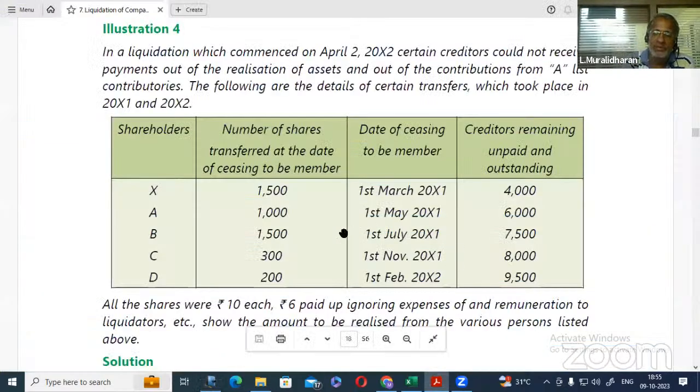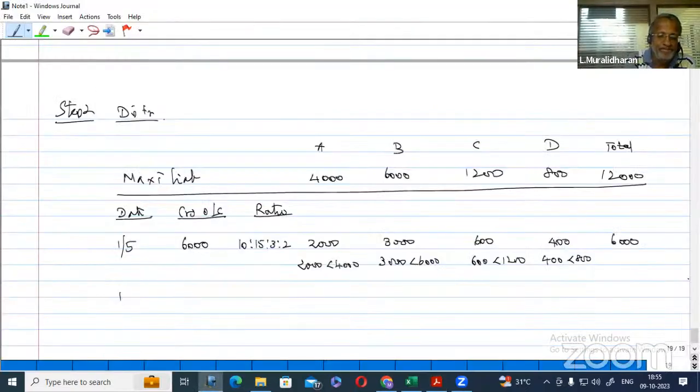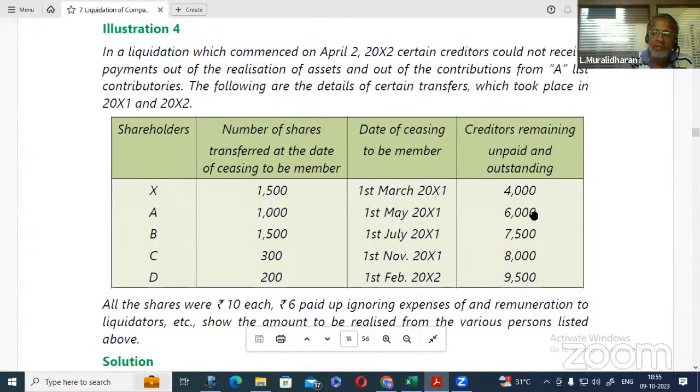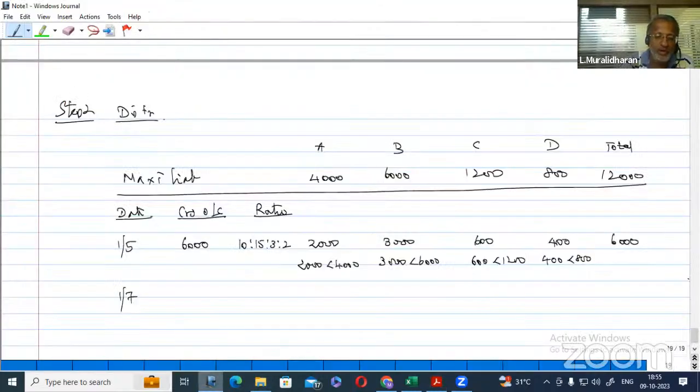Next one, 1st of July. Here, creditors outstanding, when I paid 6,000, these figures are cumulative figures. So I got to make this as 1,500, 7,500 minus 6,000. You should not be taking 7,500 when 6,000 got paid. Now the ratio of application is 15:3:2. So now you have got to distribute 1,500.